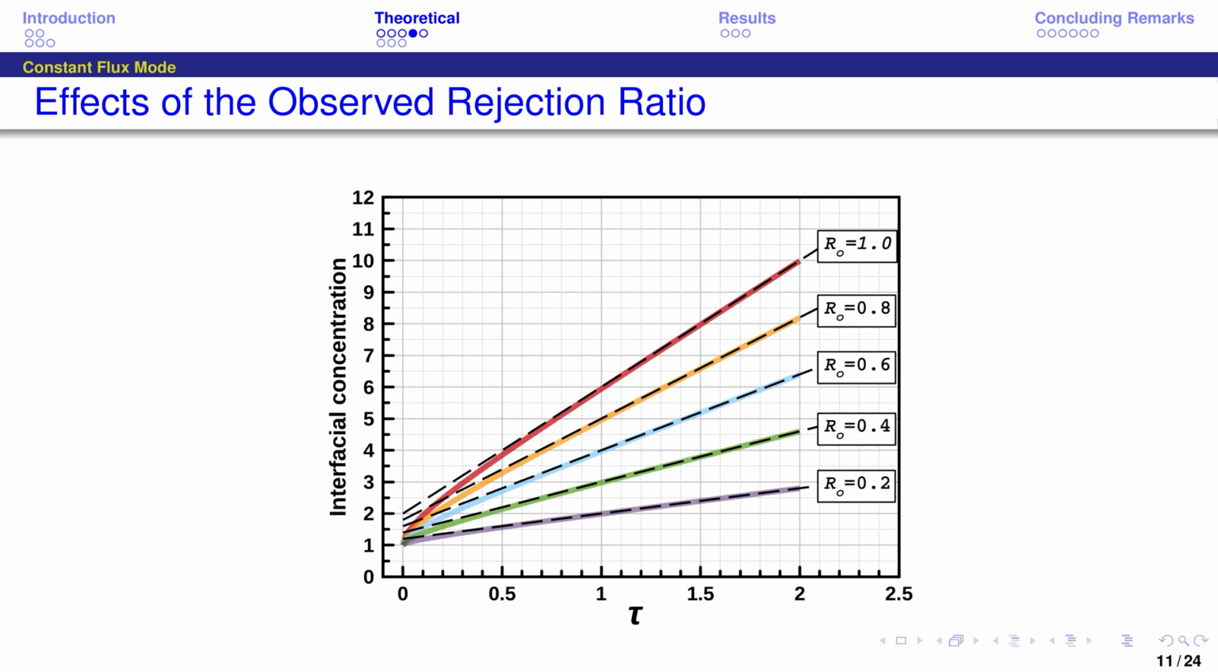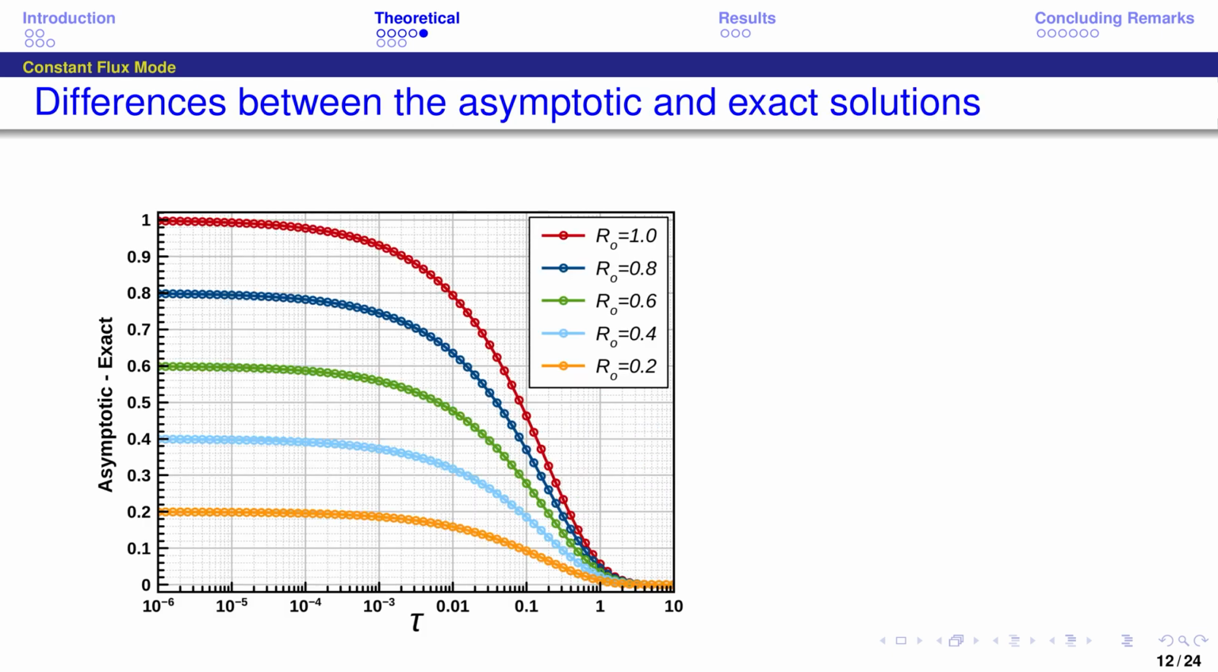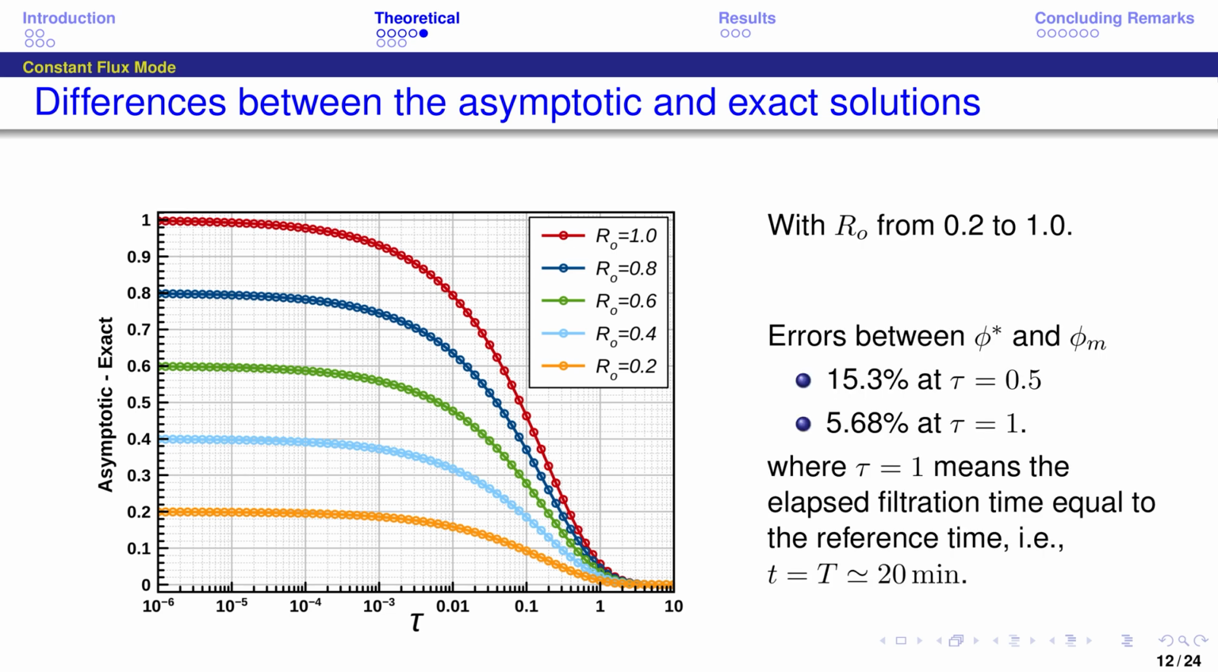We also conducted a pure numerical analysis using the standard finite difference method. The right-hand side graph shows the difference between the asymptotic and exact solutions in magnitude. Note that the asymptotic solution is an upper bound of the exact solution. The largest difference comes from the perfect rejection case.